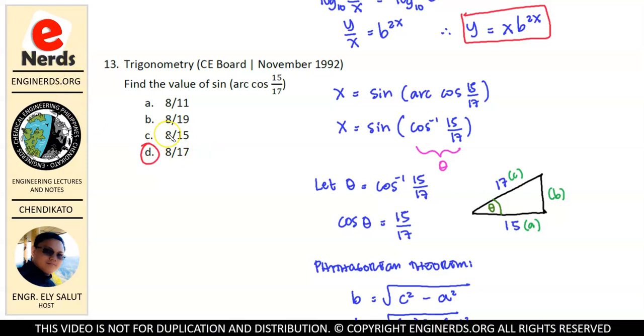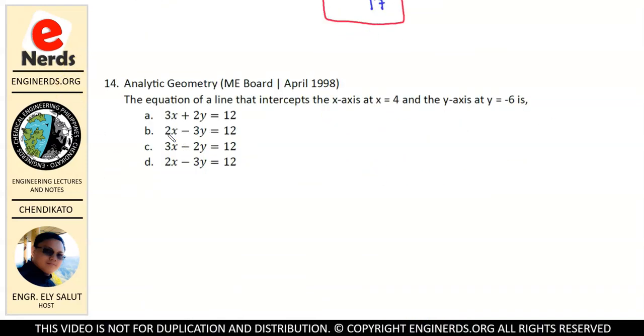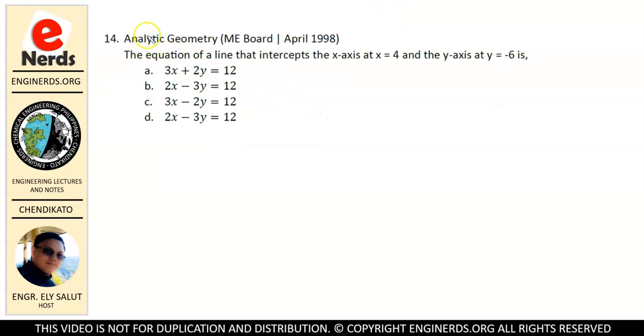Alright, so let's go to problem number 14. Now, this is about analytic geometry na lumabas sa ME board noong April 1998. The equation of a line that intercepts the x-axis at x is equal to 4 and the y-axis at y is equal to negative 6 is, so this is actually isa sa mga unang topics na pag-aaralan natin or pinag-aralan natin sa analytic geometry, no?